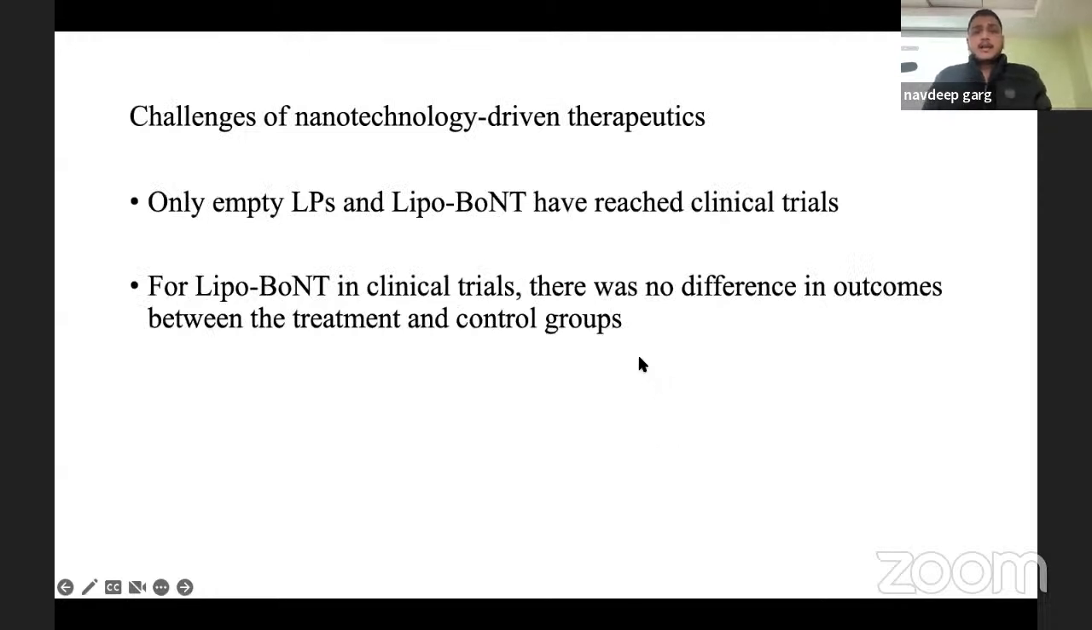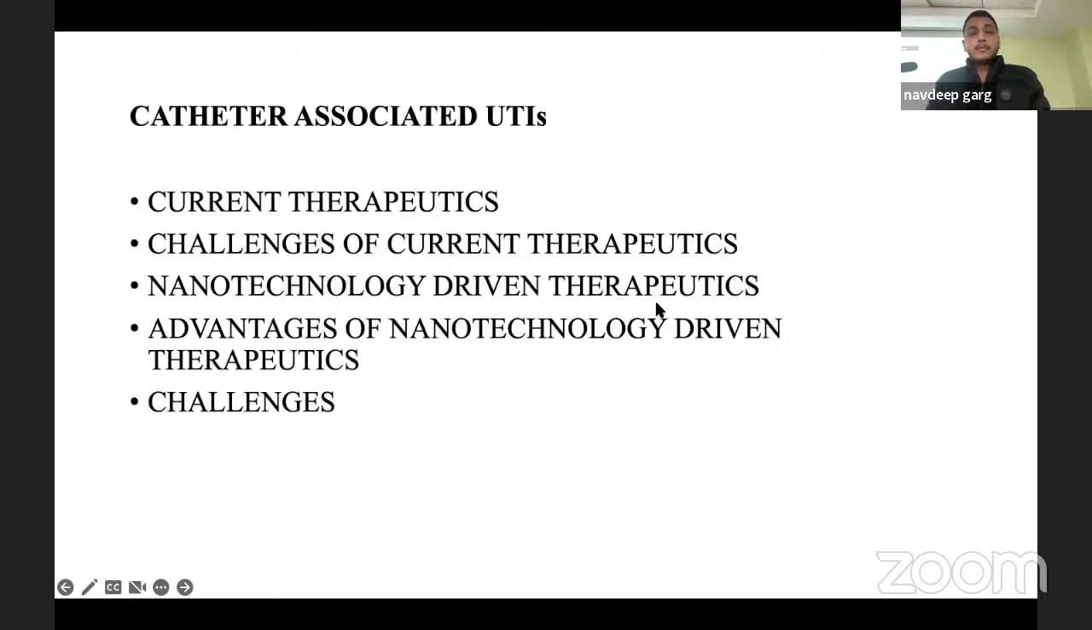Now the challenges here are the same. Clinical trials have not been conducted properly, and if we are using the lipobotulinum toxin in clinical trials, there was no difference in the outcomes between the treatment as well as the control group.